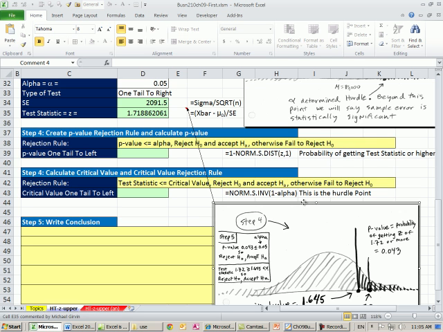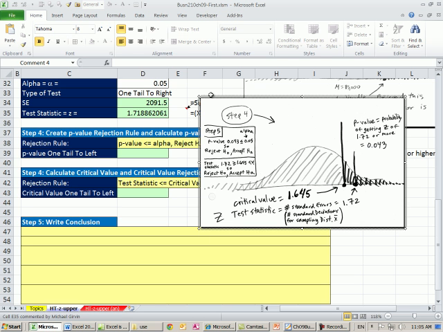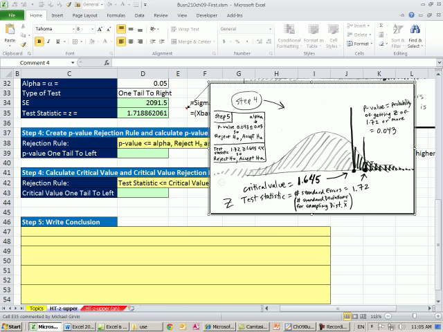Otherwise, we fail to reject. Now look at this picture here. The idea of a hurdle is what we should have in our head. Obviously that probability is smaller than the probability for that whole hurdle or greater, so then we would reject. If we're on the other side, it'll be the same thing. Smaller probability than alpha, then we reject.